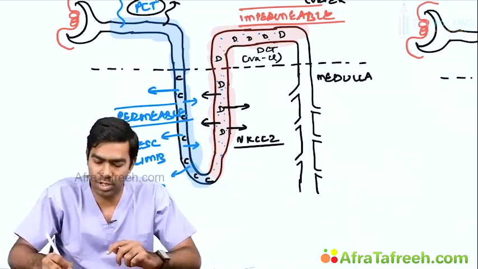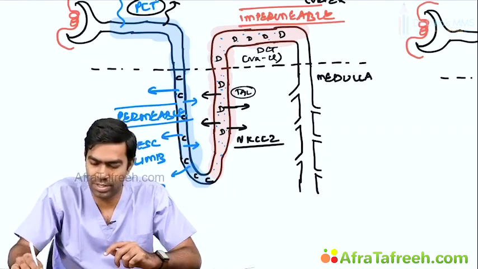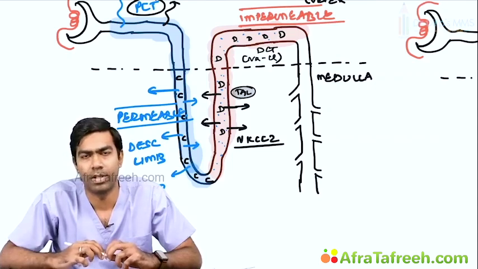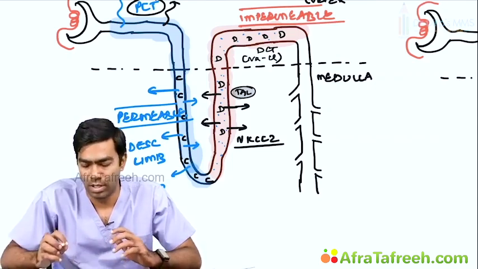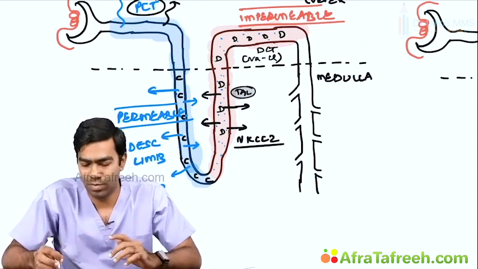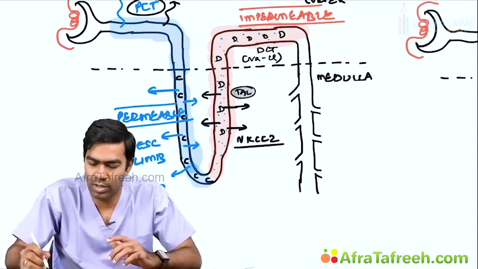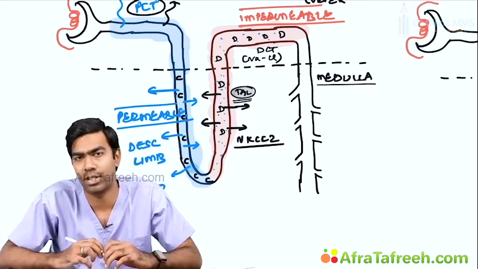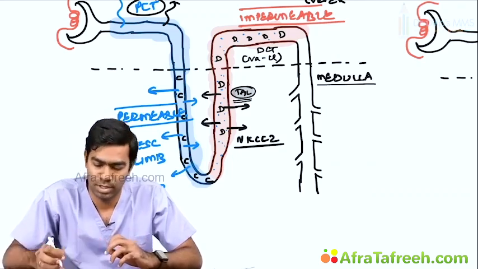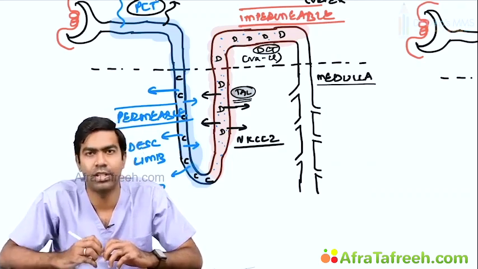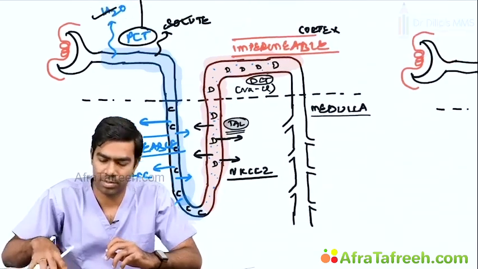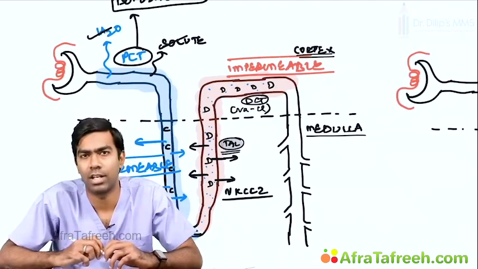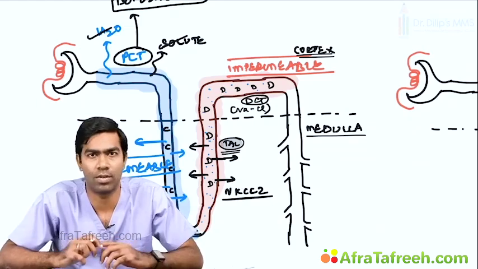So in that, the most important area is the thick ascending limb of the loop of Henle, which is the major diluting region of the nephron. At the same time, it is also referred to as the medullary diluting segment, because it's present in the medulla. Similarly, this DCT is also referred to as the cortical diluting segment because this DCT is present in the cortex. They are going to dilute the urine.